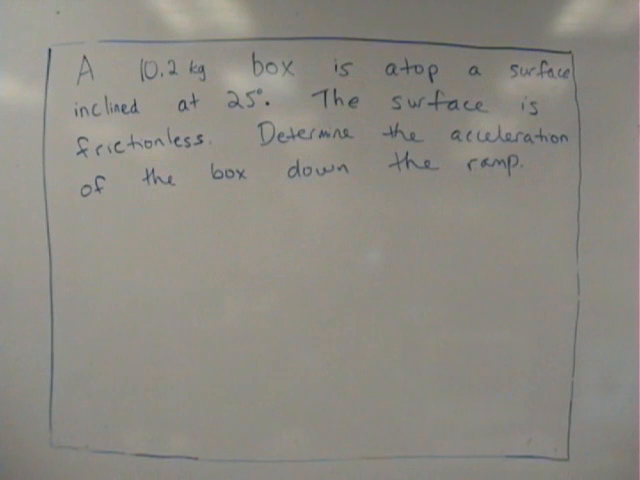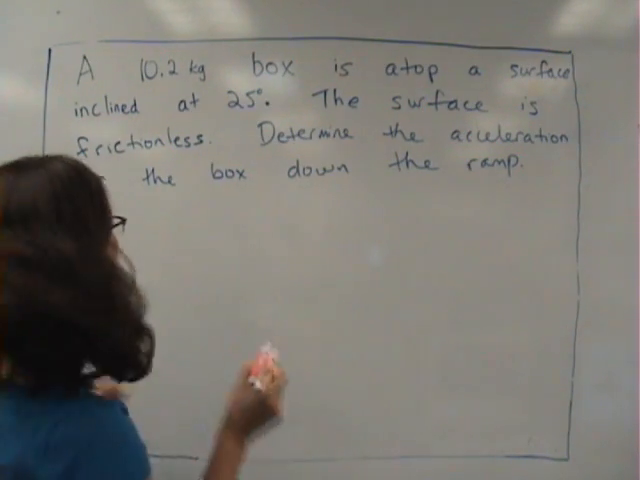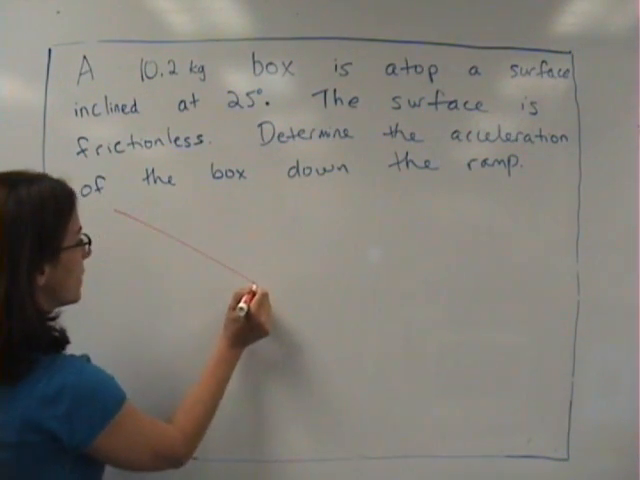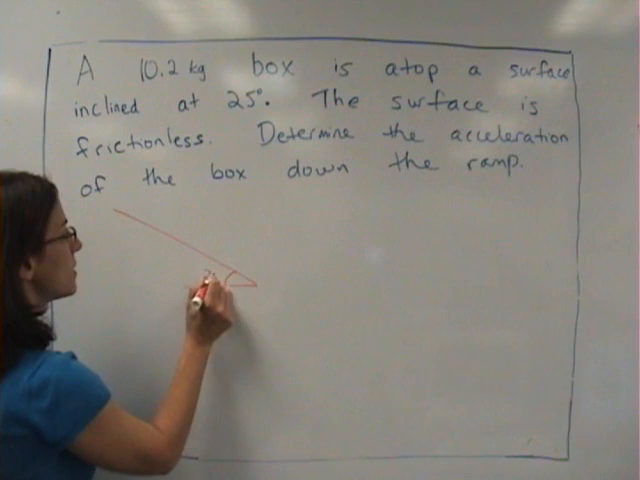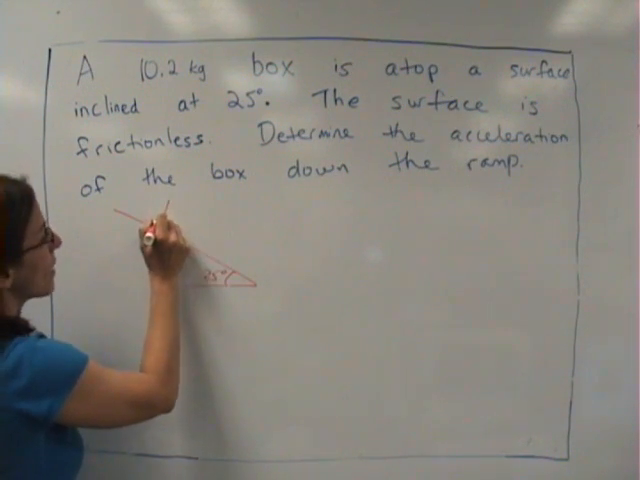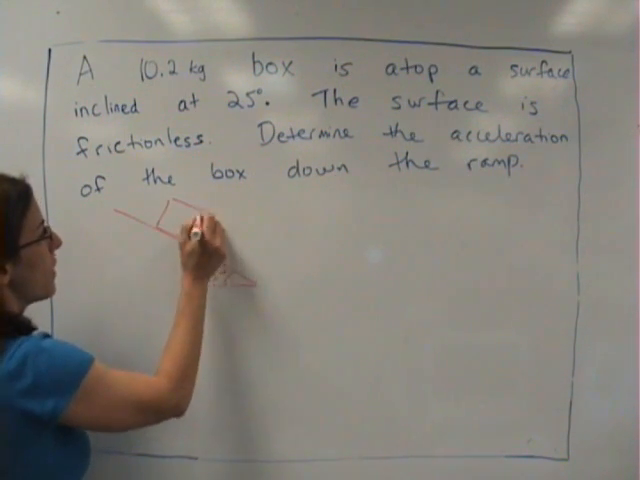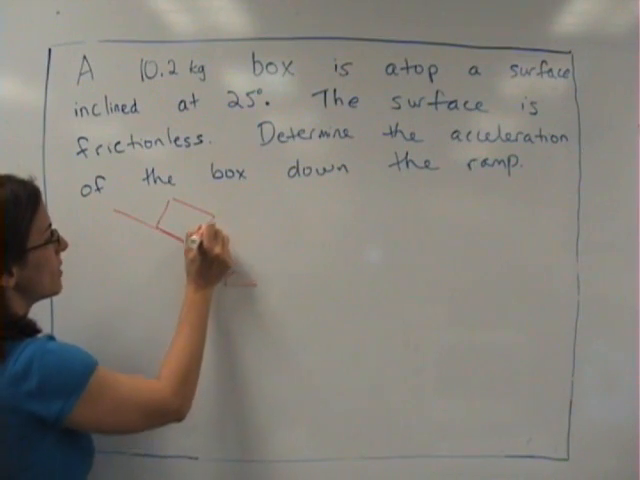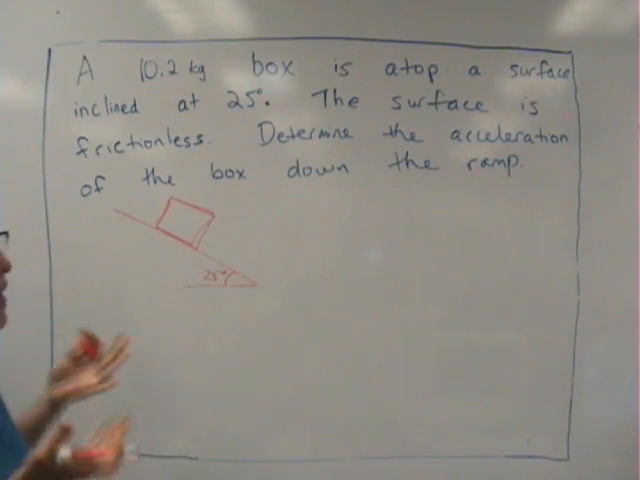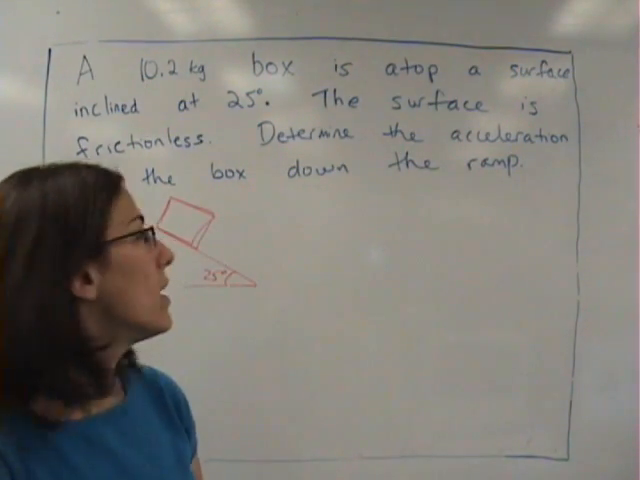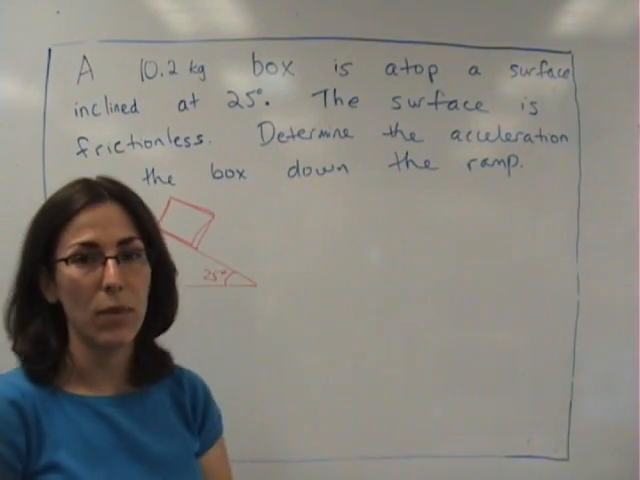It says, a 10.2 kilogram box is atop a surface inclined at 25 degrees. The surface is frictionless. Determine the acceleration of the box down the ramp. So I'm going to draw the situation. We've got a ramp here, it's at 25 degrees, and there's a box with a mass of 10.2 kilograms sitting on the surface. And so you want to know how much does it accelerate down the ramp.